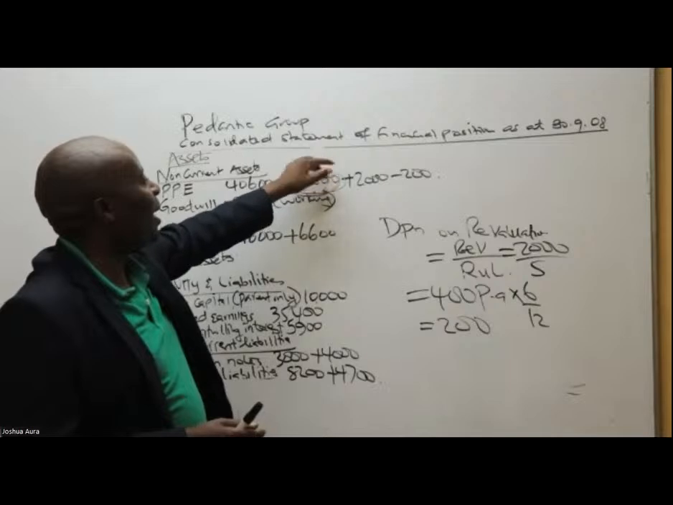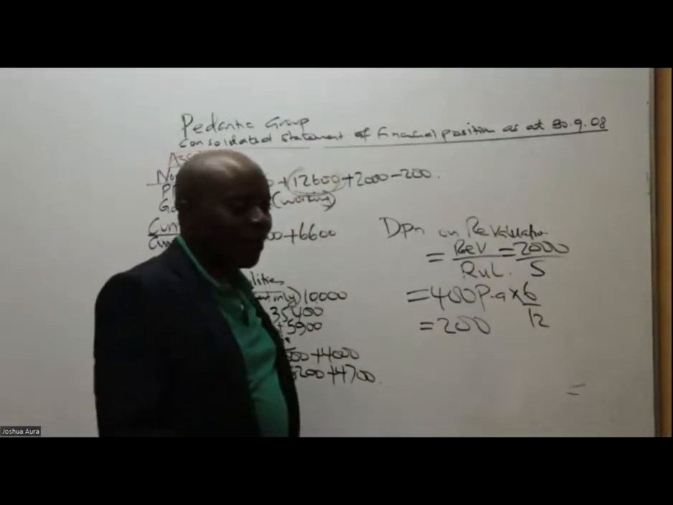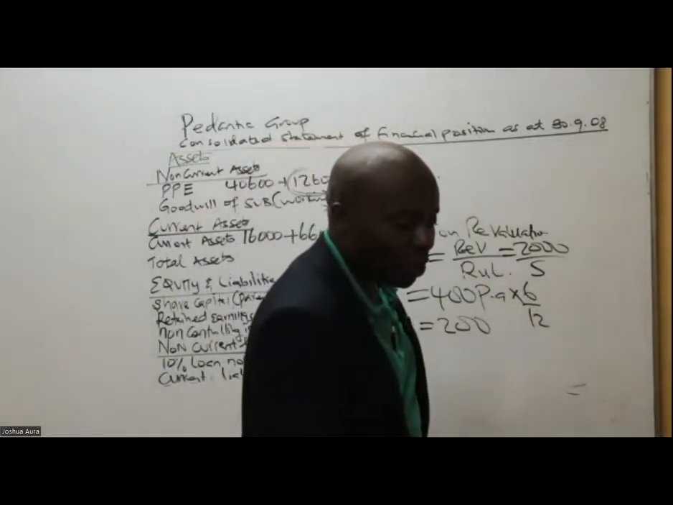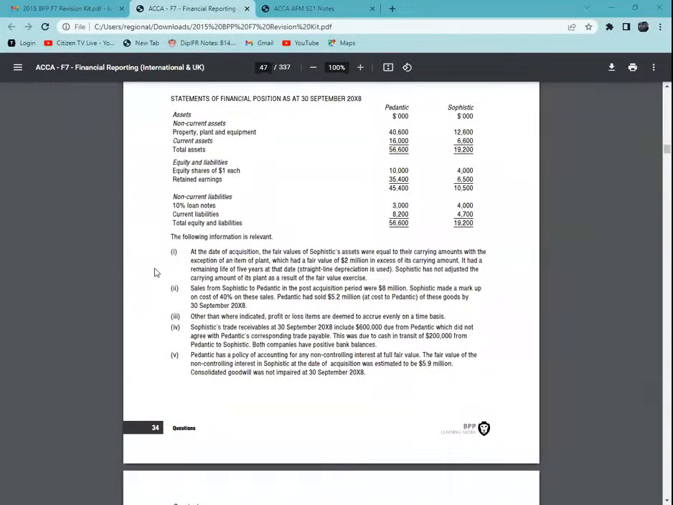So, ladies and gentlemen, there I am. Now, with your permission, I will go to note number 2. Sales from sophistic to pedantic in the post-acquisition period were 8,000. This is what we call fake sales. There is no way you can claim that you are selling goods to your close family member. This is a fake sale, which we were able to subtract from our income statement figures. I'm not really interested in that, but I'm now interested in the statement that follows thereafter.